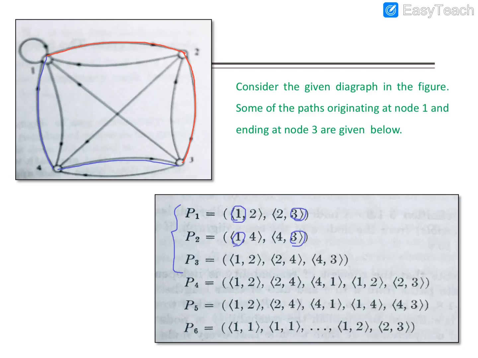Here the path P5 is simple but not elementary, because all the edges are distinct. The edges 1, 4 and 4, 1 are both distinct edges. But here the nodes are repeating. Therefore it is simple but not elementary.